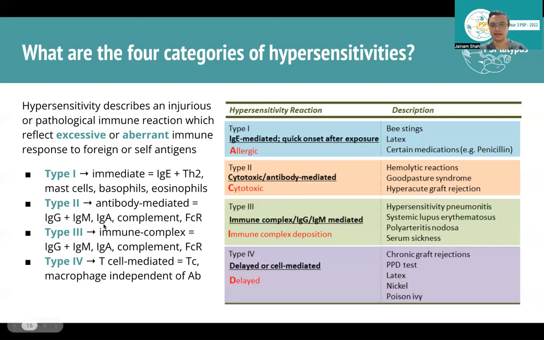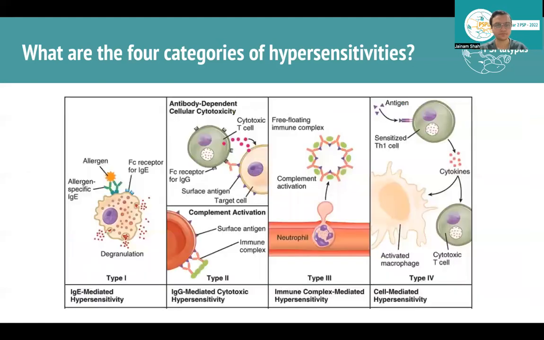Type 4 is T cell mediated. So there's no antibodies involved whatsoever. And it's a delayed response because the other 3 can happen immediately, whereas type 4 takes a little bit more time, up to 1 or 2 days for it to actually happen. And it's because it's actually the T cells that are responding, which takes a lot more time to kick forward.